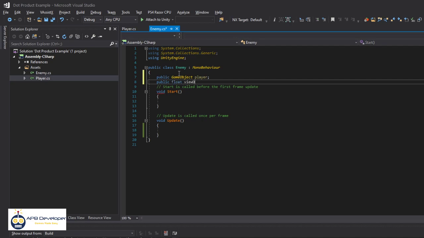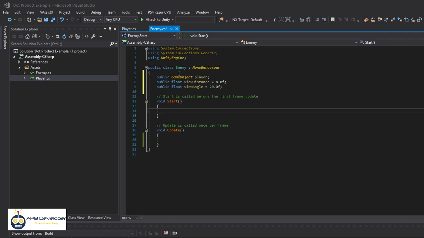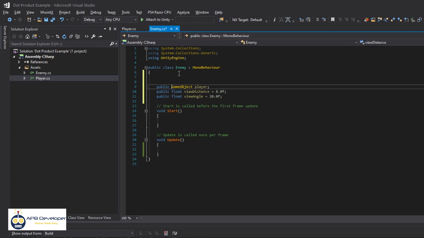We're going to have a distance the enemy can see. We'll make this 8 units, and we are going to have an angle that the enemy can see, a view cone angle. We'll set it to 20 degrees. Now I've set this in degrees. I'll leave it as degrees because it's a little bit easier to see and understand. It just means we have to do a little bit of maths. But as this is a very simple example, it doesn't matter.